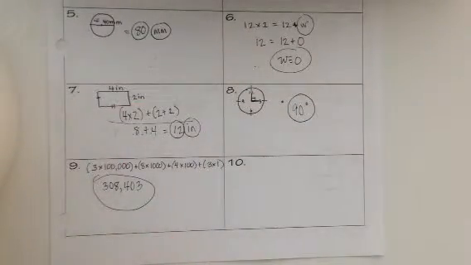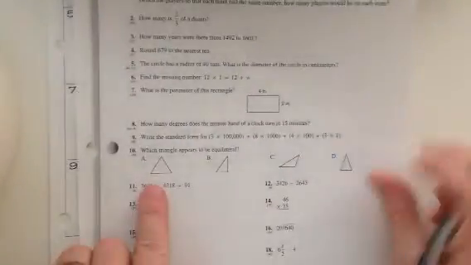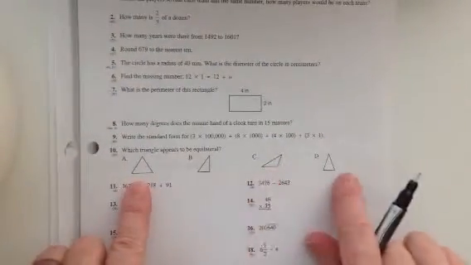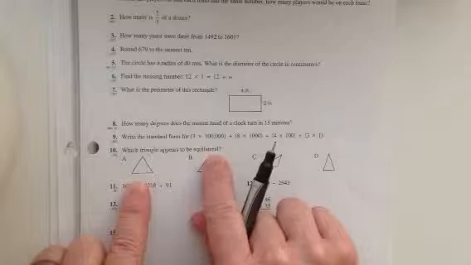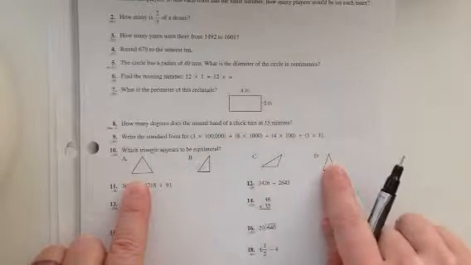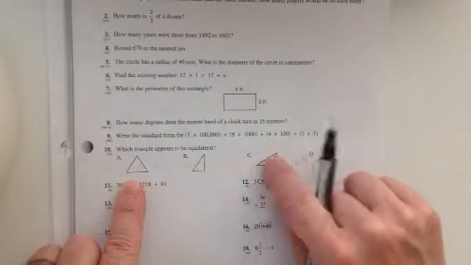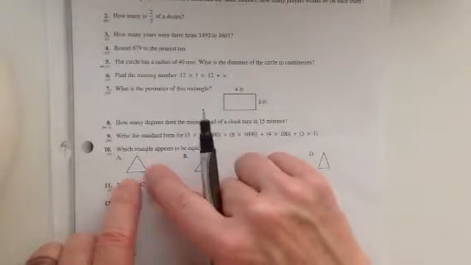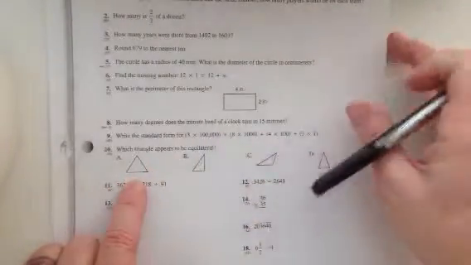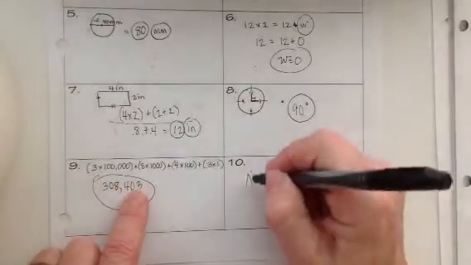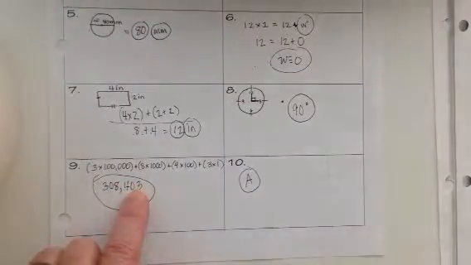Number 10 just says, look at these triangles, which appears to be equilateral. Well, what does equilateral mean? All the sides are the same. Does this one have the sides the same? Nope, there's a short one. This, nope, there's a long. Ding, ding, ding. A would have all the sides the same.